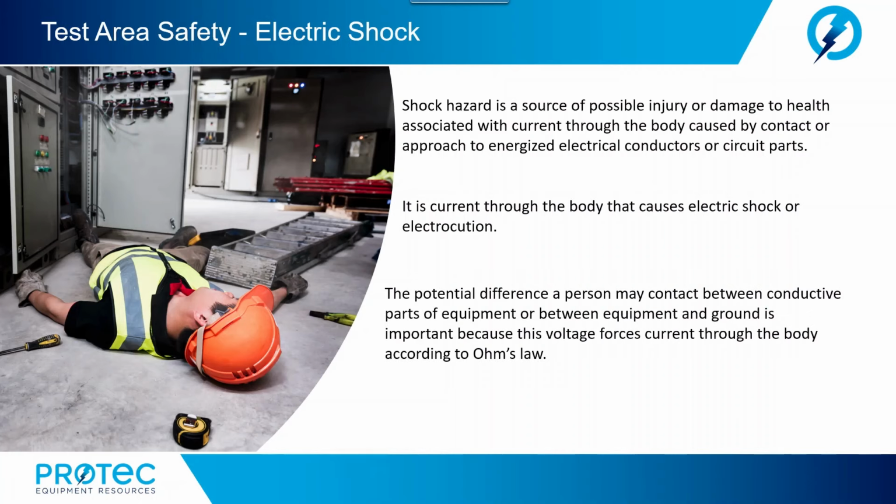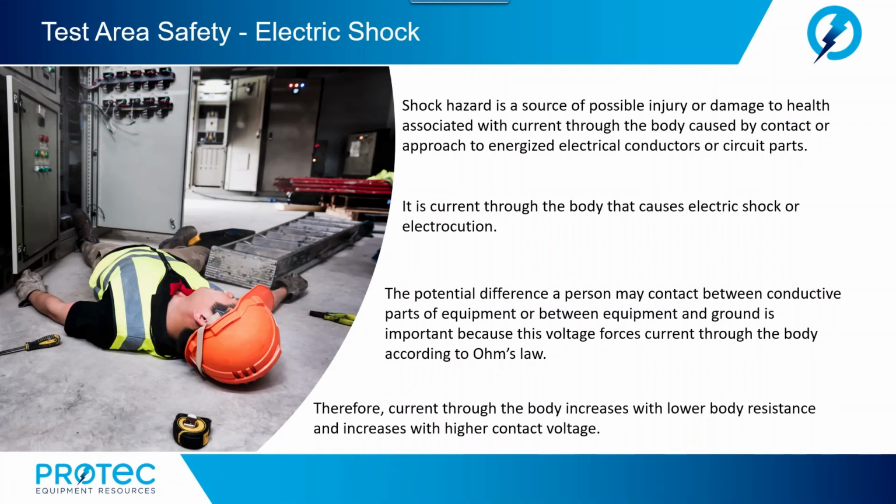The potential difference a person may contact between conductive parts of equipment or between equipment and ground is important because the voltage forces current through the body according to Ohm's law. Therefore, current through the body increases with lower body resistance and it increases with higher contact voltages.